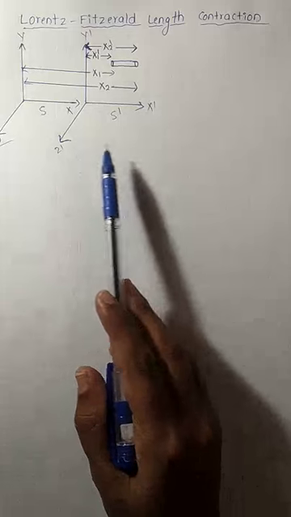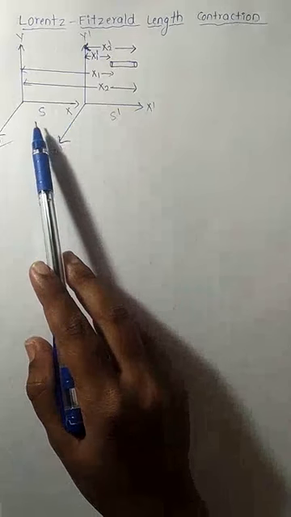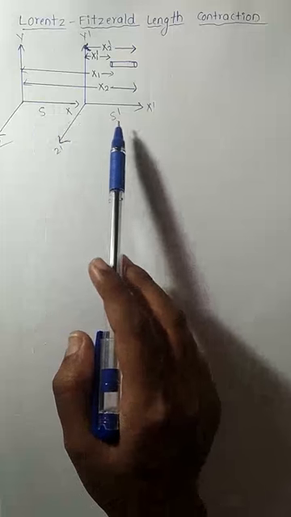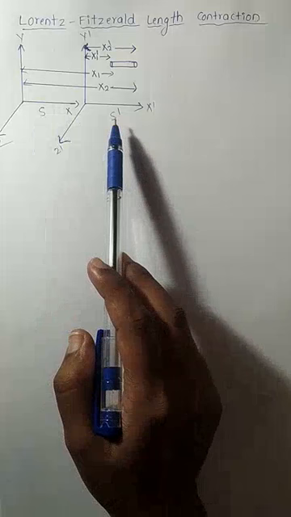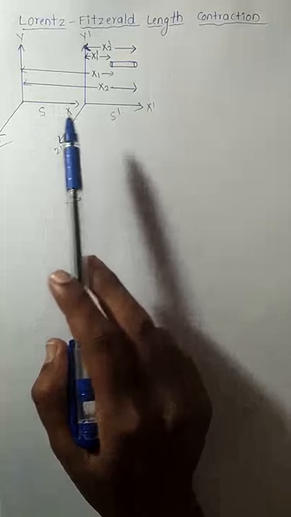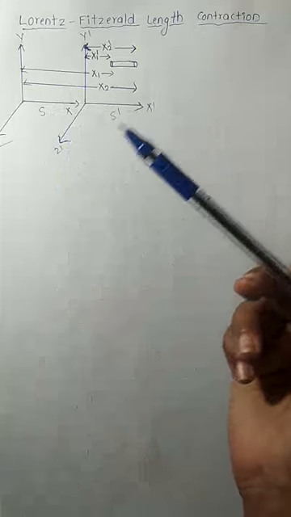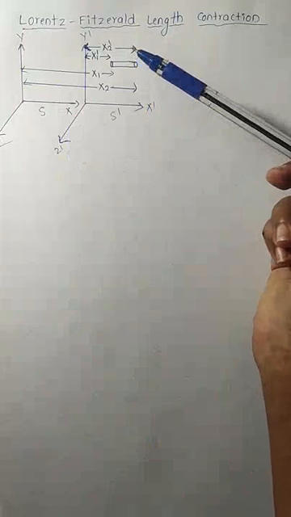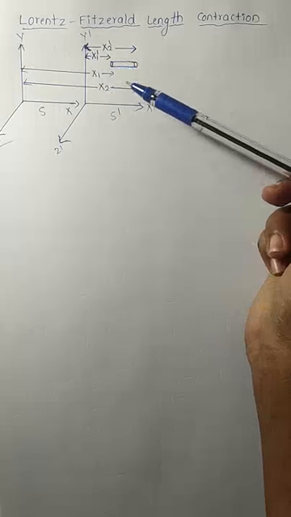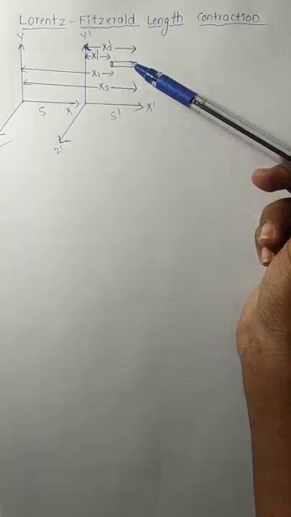So this is the S frame and this is the S dash frame. The S frame is at rest, and the S dash frame is moving with a certain velocity, v, along the positive direction of the x axis. Now, the event we are taking in the S dash frame is the rod. This is the rod we are taking in the S dash frame.